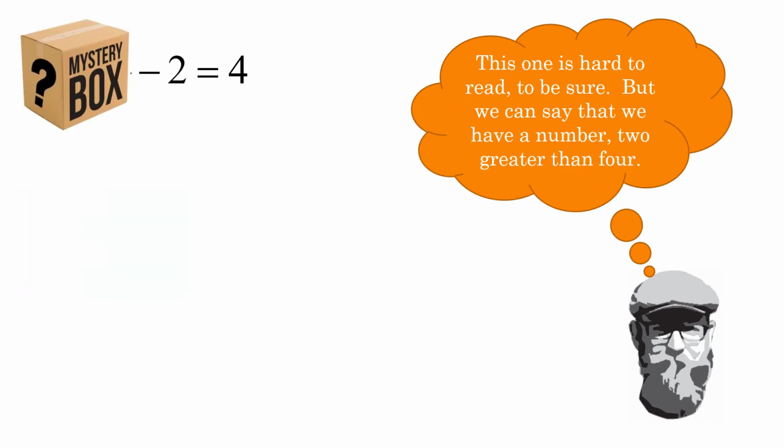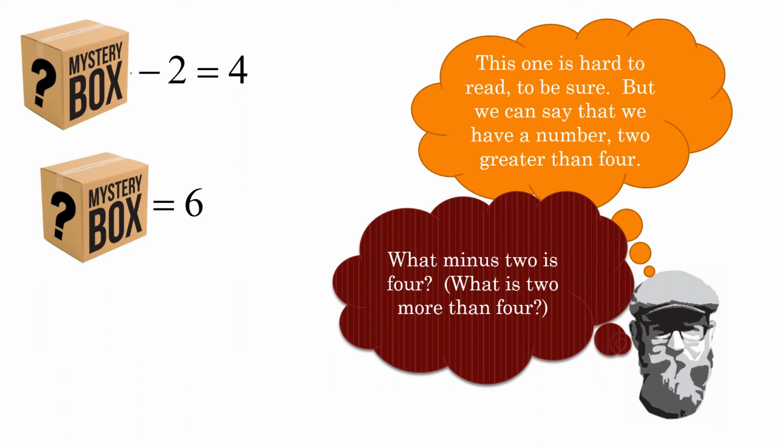So, done. Now, if I look at this, it's like, well, what minus 2 equals 4? I think that this box has to equal 6, right? Isn't 6 minus 2 4? Yeah, it is. So there we go. The mystery box equals 6.